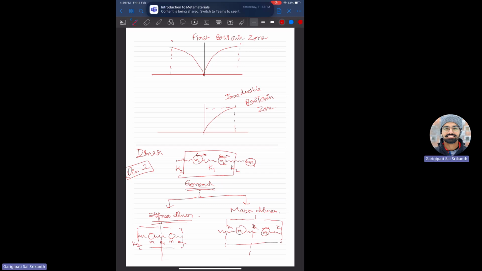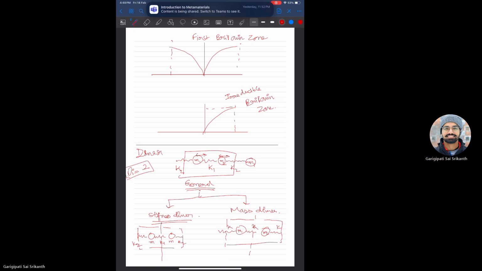So that's a general dimer, and then we have a stiffness dimer and a mass dimer as special cases. So what's a stiffness dimer? A stiffness dimer means that the mass is not dimerized, which means mass is just m everywhere. So that's like a monomer. Whereas the stiffness is like K2, K1, K2, K1, K2, K1. So the stiffness is dimerized. This we call a stiffness dimer.